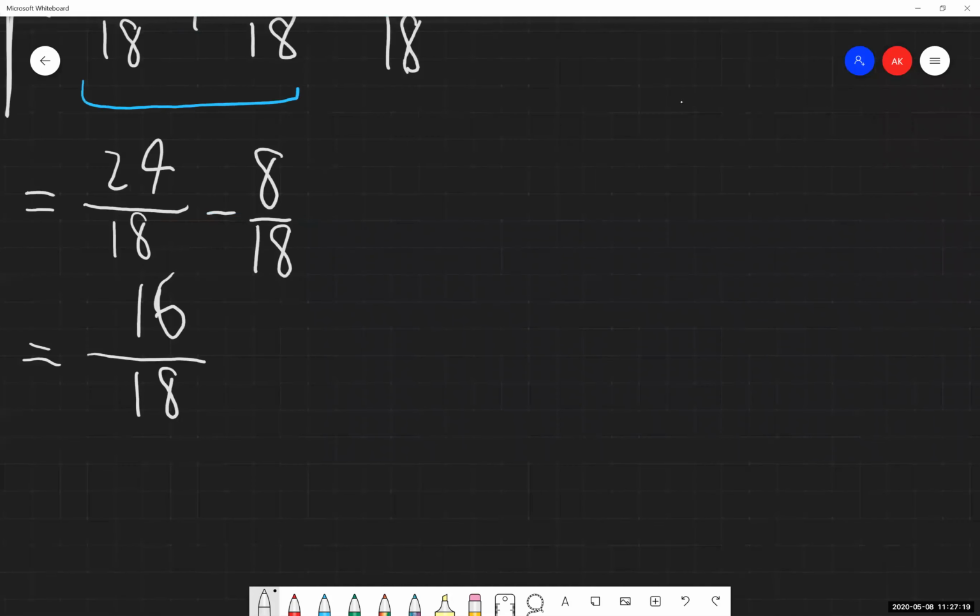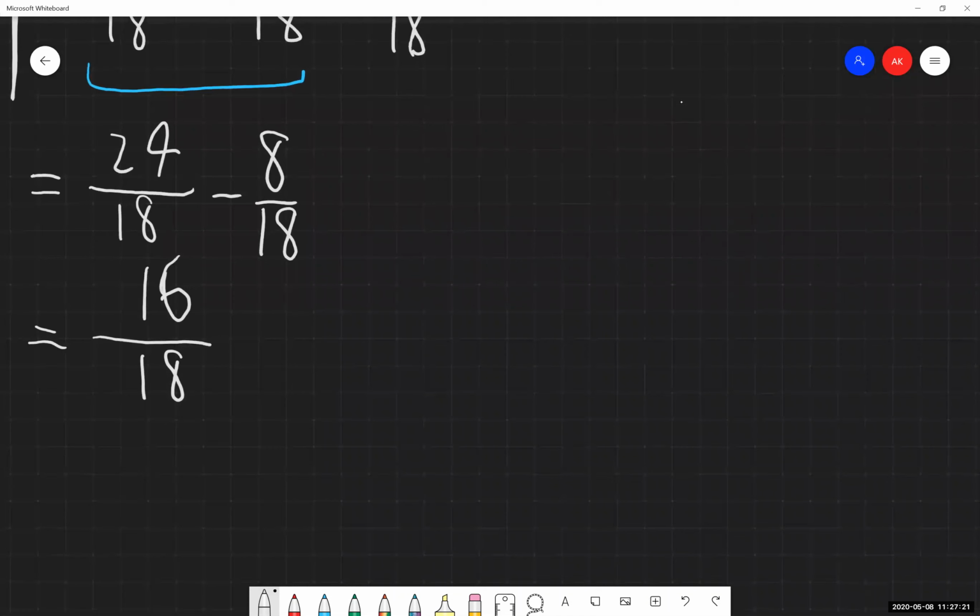So now I have everything as a single fraction. Can I reduce this down? Yes, I can. I'm going to get 8/9. We have our final answer there.